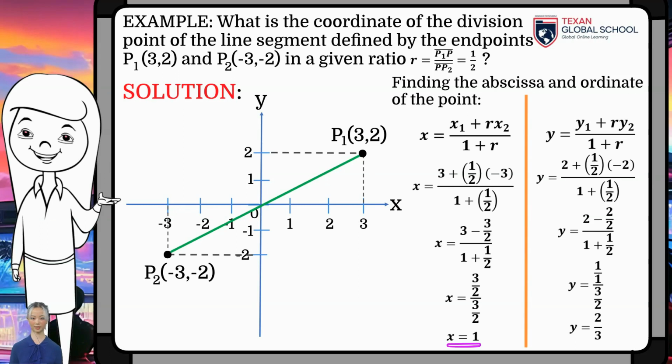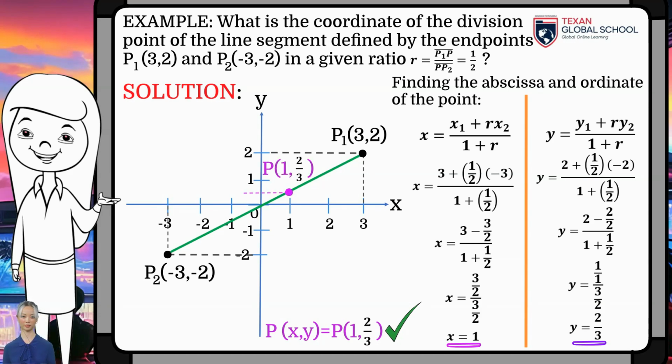Repeat the process but now to obtain the ordinate. Substitute y1 equal to 2, the ratio given equal to 1/2, and y2 as -2. Hence, we obtain the point P with coordinates 1, 2/3. Plotting the point shows that it divides the line given a ratio of 1 to 2.